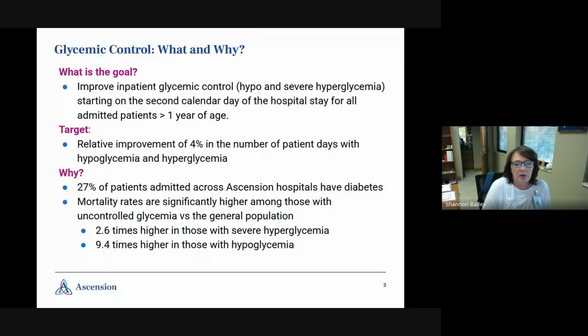So why are we doing this? 27% of patients admitted across Ascension hospitals have diabetes. Mortality rates are significantly higher among those with uncontrolled blood sugars versus the general population. And you can see it's 2.6 times higher for those that have severe hyperglycemia while they're admitted, and 9.4 times higher for those with hypoglycemia.